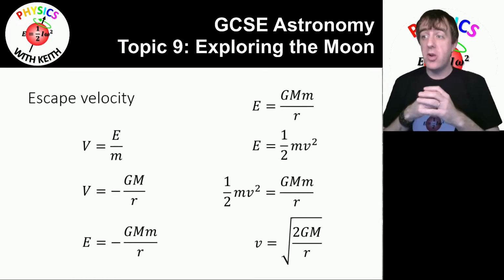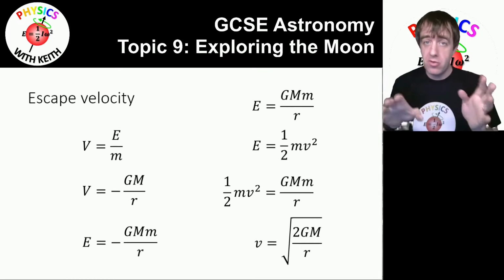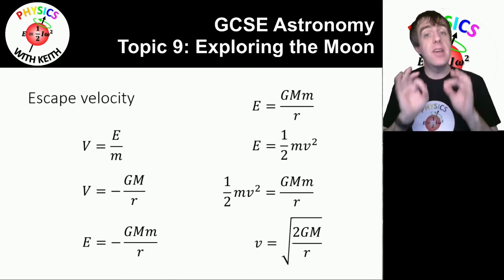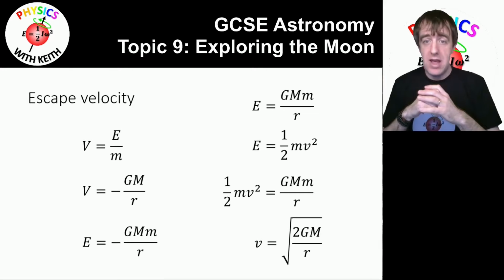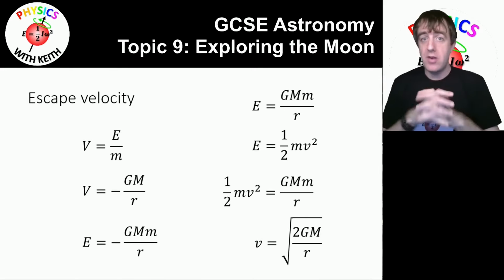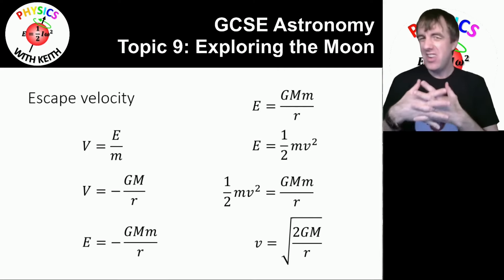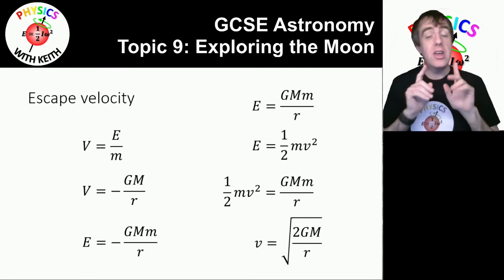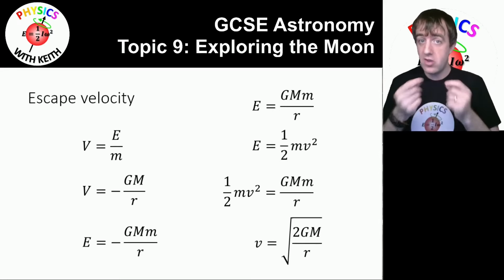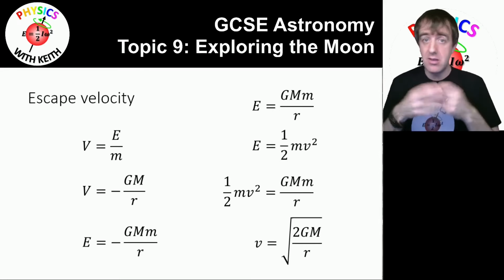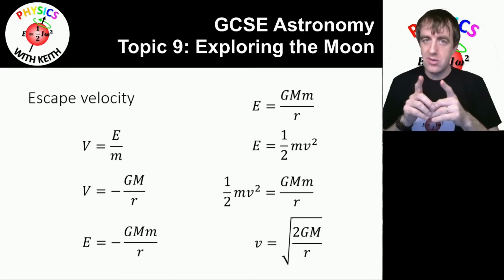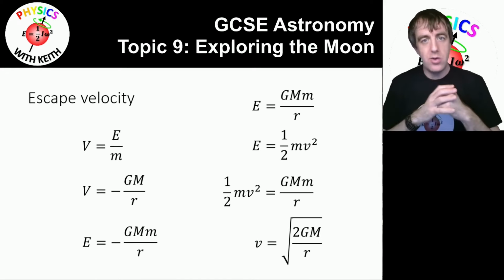Now, the kinetic energy equation you've seen loads of times, I'm sure, but the gravitational potential energy equation that I'm showing you today is a bit different from the one you might have met. You've probably met the equation mgh for gravitational potential energy. Actually, that's not quite correct, because the equation E equals mgh assumes that g is constant. g is the acceleration due to gravity, the gravitational field strength. In fact, it's not constant. Gravity gets weaker the further away you go.